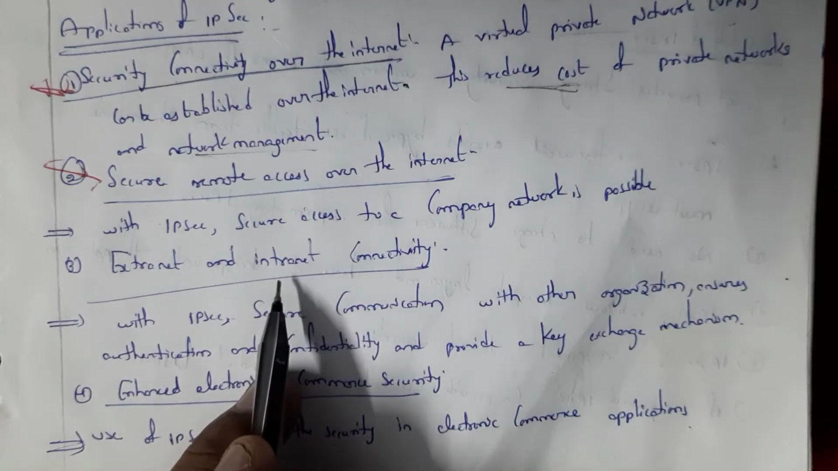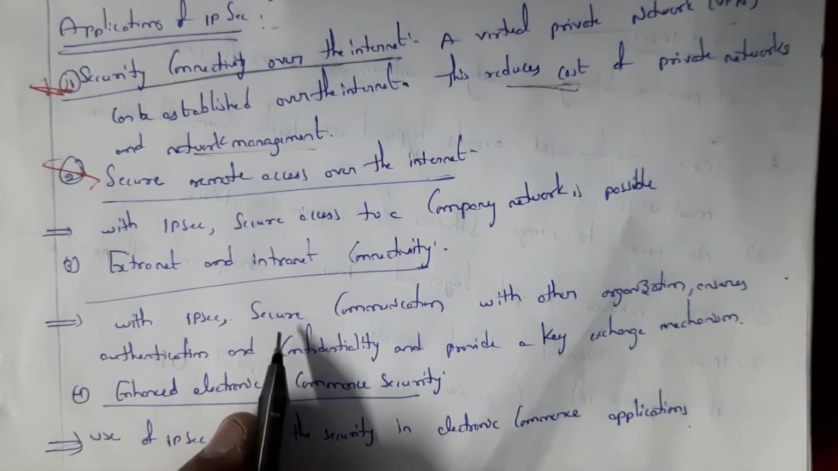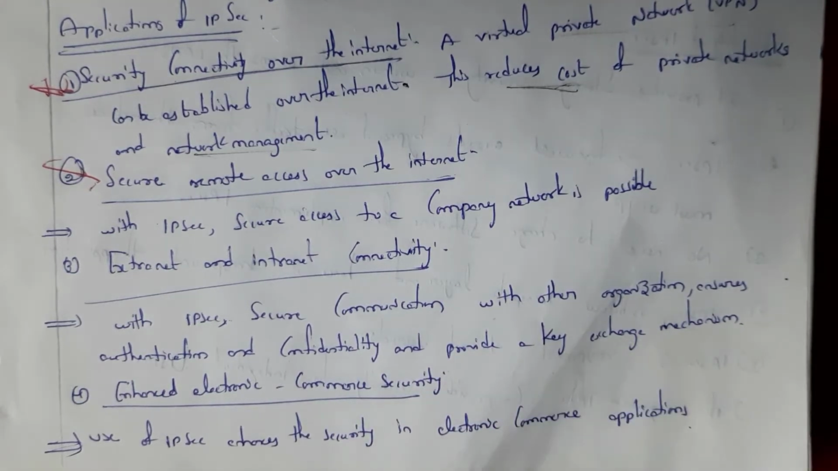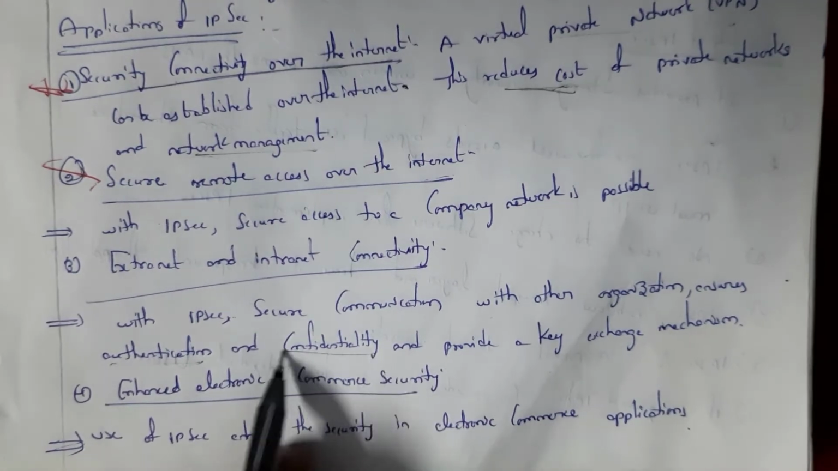extranet and intranet connectivity. With IP security, secure communication with other organizations is possible. Not only do companies communicate with their own employees, these employees can also communicate with other organizations. So this IP security provides security to communicate with other organizations. And also this IP security ensures authentication and confidentiality.